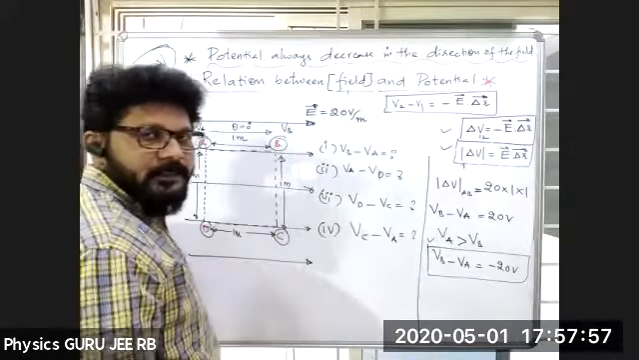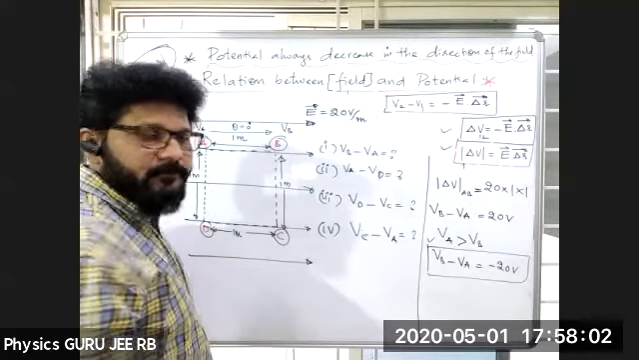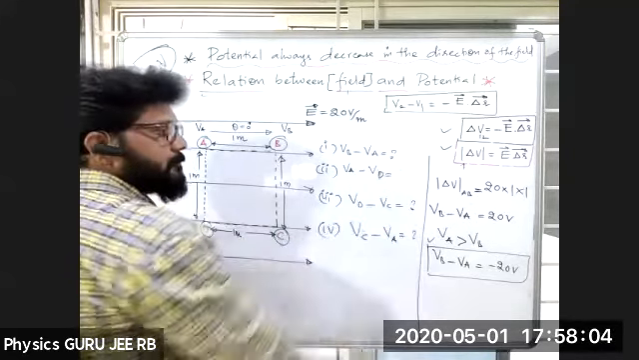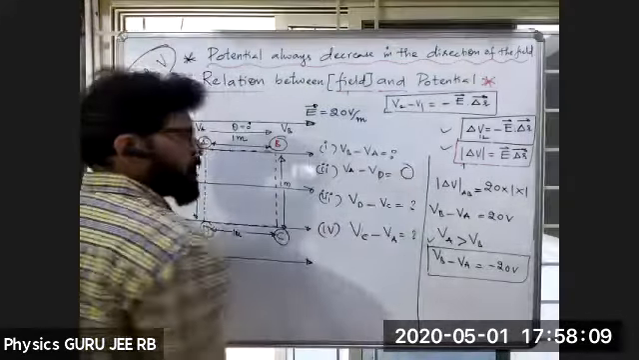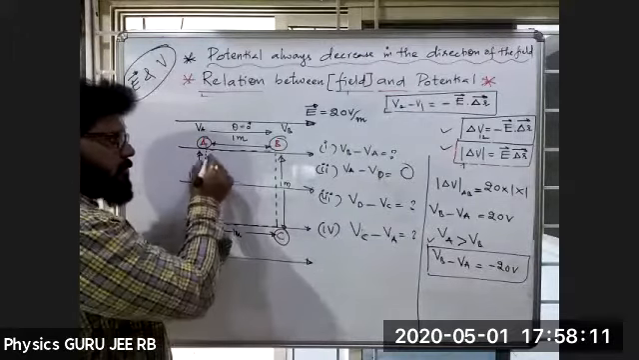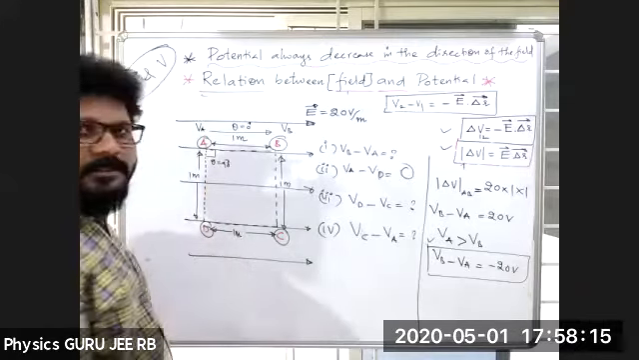Anybody? Second one, what is the answer? 0. Yeah, the answer is what? 0. Very good. Because AD, it is nothing but 90 degrees. Theta equals 90 degrees. Cos 90 is what? 0.